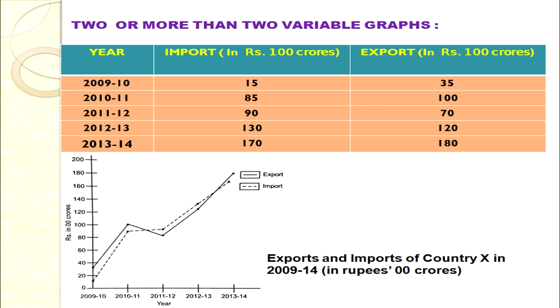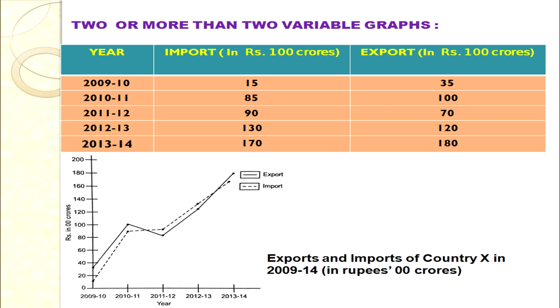The very first thing is that we have to label the diagram first. Then we are going to draw it. First we are going to draw import for the years and then we are going to draw export for the years. Let us start with the import. For 2009 to 10, the data is 15. First point plotted for the year, as you can see.